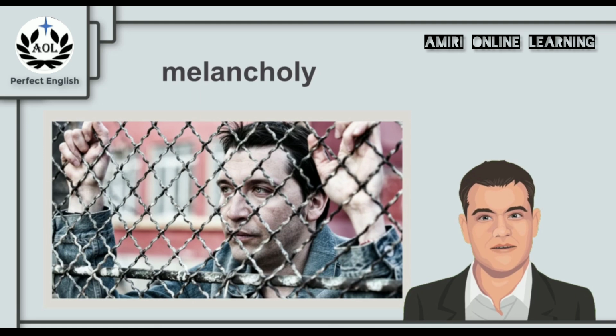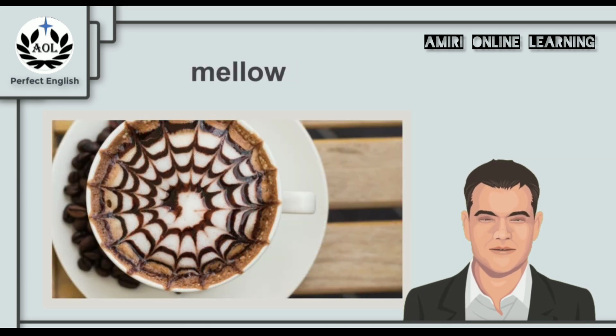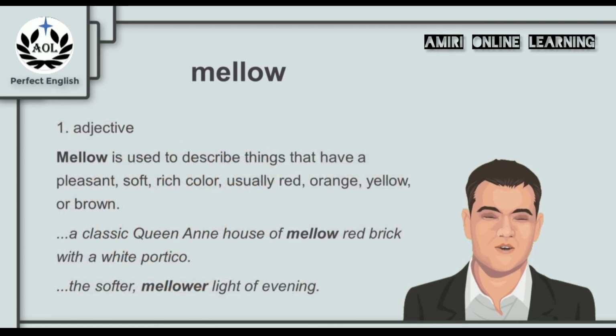So the next time you remember the picture of this man from behind the fence, remember the word melancholy and what it means. And now for the next key word, mellow. Now, if you look at this delicious cup, maybe it's cappuccino, mocha, or some kind of coffee, but this is not the point. You can see how beautifully served it is, and it looks rich and delicious. But how does that relate to the word we have here, mellow? Let's find out. Mellow is an adjective.